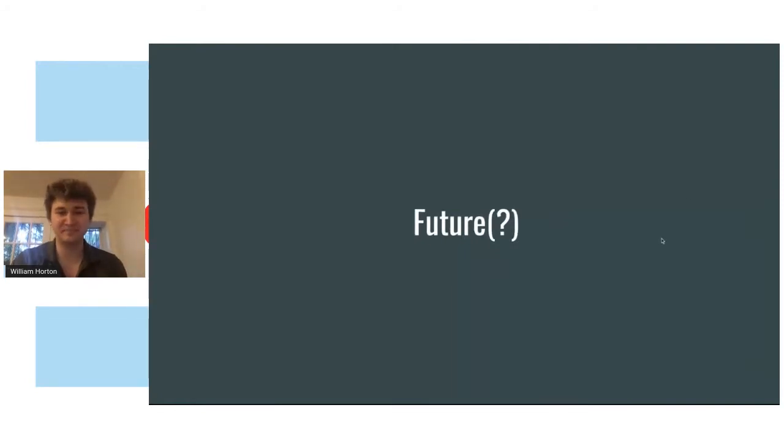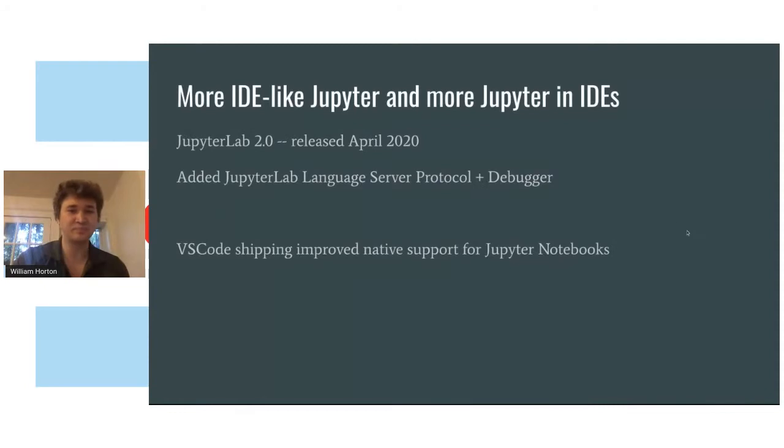So finally, I'm going to take the opportunity to speculate a little bit about the future, at least based on trends that I'm aware of. The first thing I think is interesting is a converging of Jupyter and IDEs. I talked about Jupyter Lab. Jupyter Lab 2.0 actually came out in April of 2020. It adds a lot more features, including the Jupyter Lab language server protocol, which will help support a lot of IDE-like features, as well as a debugger. So you could use PDB before, but this is a more integrated debugger for Jupyter Lab.